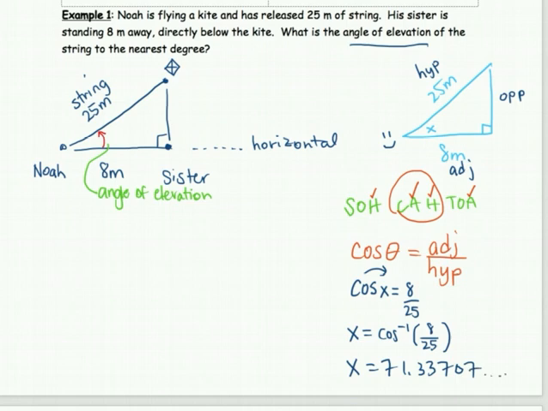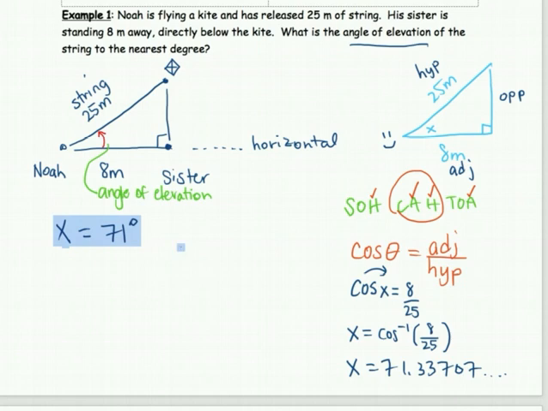Okay, all right, so I'm looking back up at the question here. I need to find the angle of elevation to the nearest degree. So x here, I'm just going to write it here now. So x needs to be 71 degrees, okay? All right, and now we're going to also write our final statement because we have a word problem here.